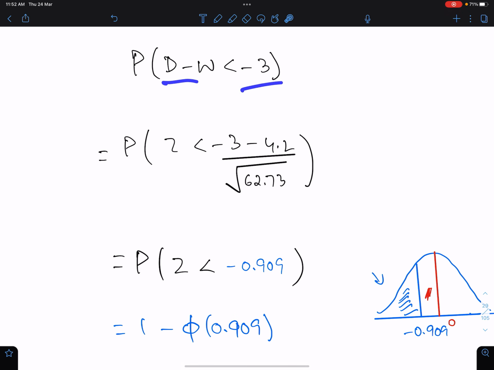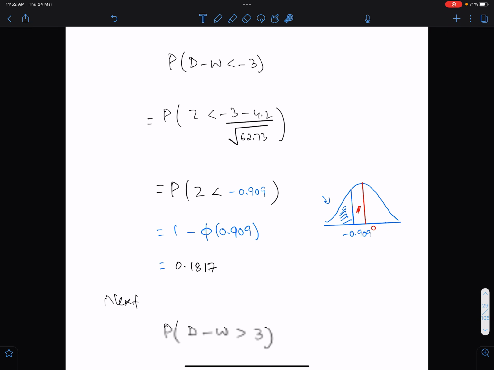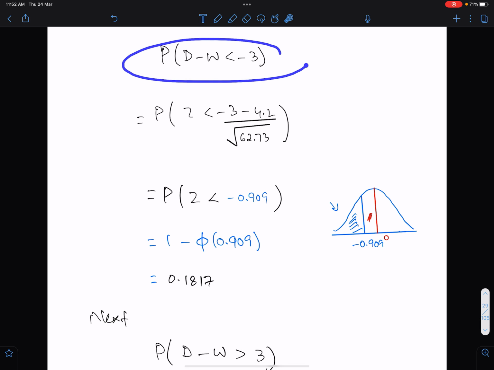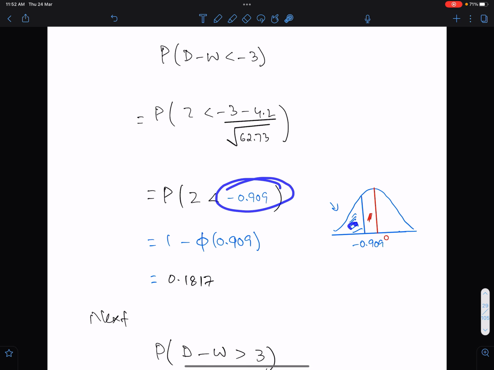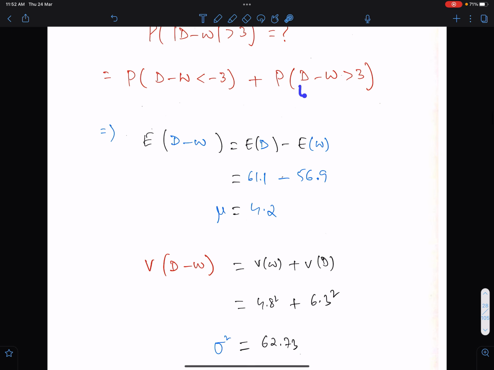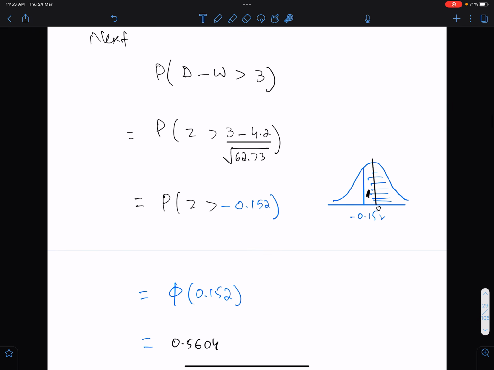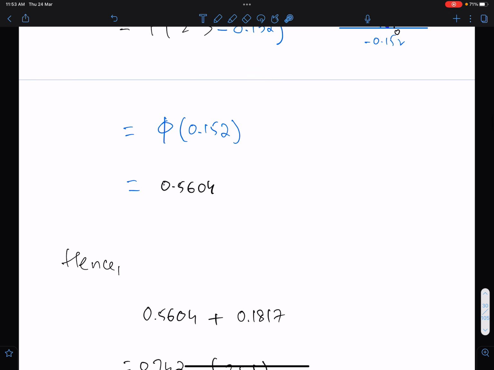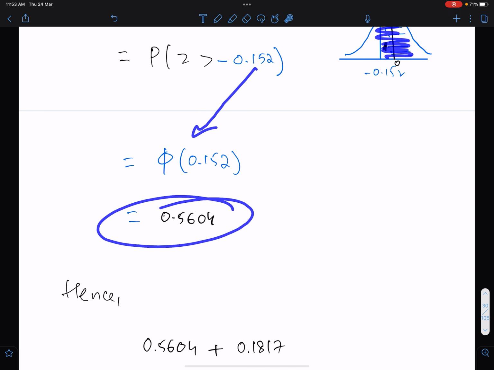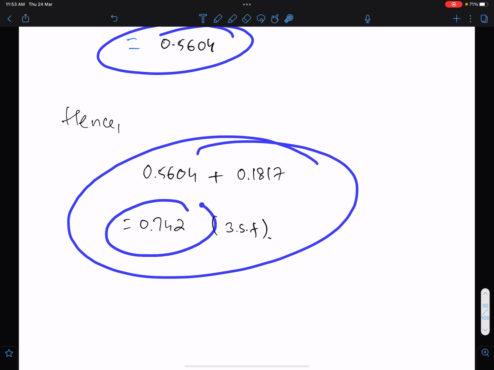So D minus W less than minus 3. First convert this statement into Z: minus 3 minus mu over under root sigma square. So this probability's answer is 0.1817. This is a small area, so it should be 1 minus 5. Now find this probability, D minus W greater than 3. This is a large area, so it should be 5. Now add these two answers. This is the final answer.